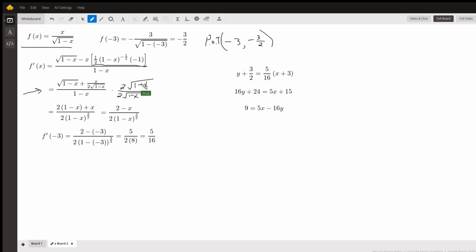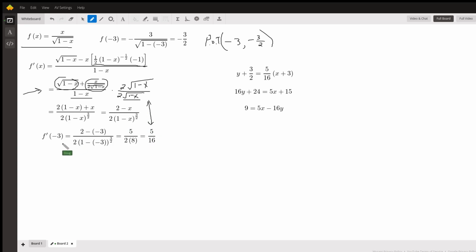So when I take 2 times the square root of 1 minus x times this first term, I just get 2 times 1 minus x. When I take it times this term, the entire denominator cancels out, and I just get this plus x. And in the denominator, I get 2 times 1 minus x to the 3/2. And the numerator simplifies to 2 minus x if you remove parentheses. So there is probably the simplest form for the first derivative right there.